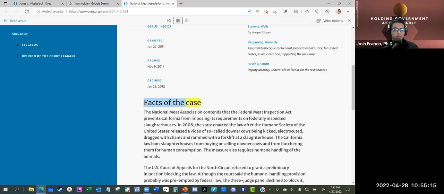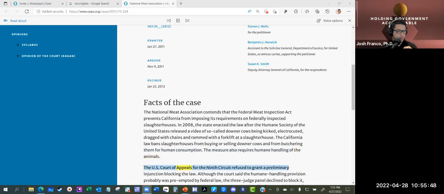Facts of the case. The National Meat Association contends that the Federal Meat Inspection Act prevents California from imposing its requirements on federally inspected slaughterhouses. In 2008, the state enacted the law after the Humane Society of the United States released a video of so-called downer cows being kicked, electrocuted, dragged with chains and rammed with a forklift at a slaughterhouse. The California law bans slaughterhouses from buying or selling downer cows and from butchering them for human consumption. The measure also requires humane handling of the animals.